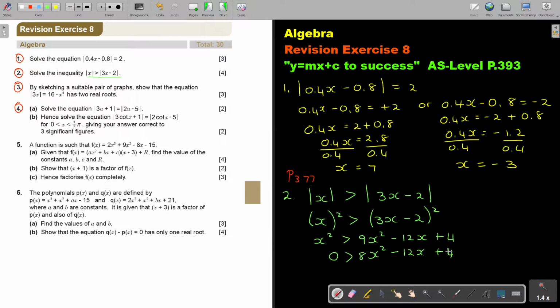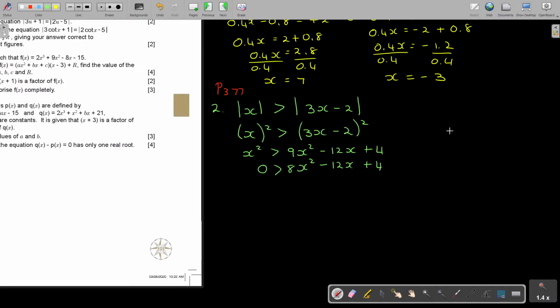Now, remember, this is chapter 1. This is a quadratic inequality. Now, can you remember how did we do quadratic? We can do it here on the side. We are first going to make it an equation just to make a sketch.